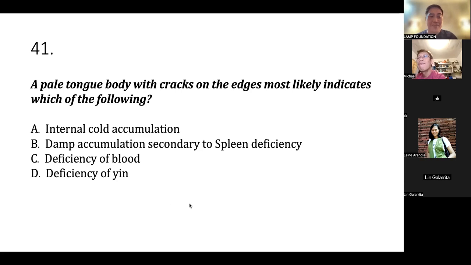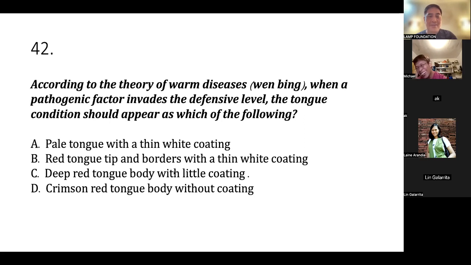Okay, great. Number 42. According to the theory of warm diseases, when a pathogenic factor invades the defensive level, the tongue condition should appear as which of the following? Letter B, red tongue tip and borders with a thin white coating. Very good. Itong theory of warm diseases, the pronunciation is Wenbing.